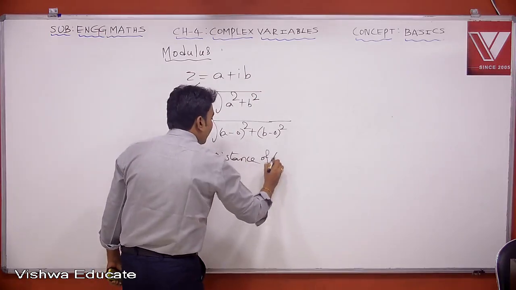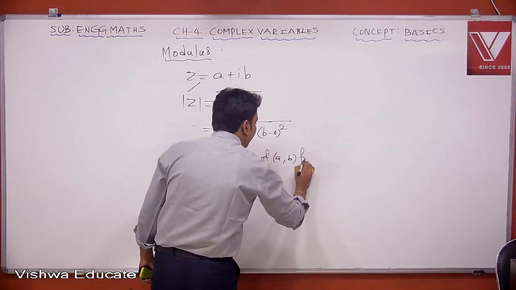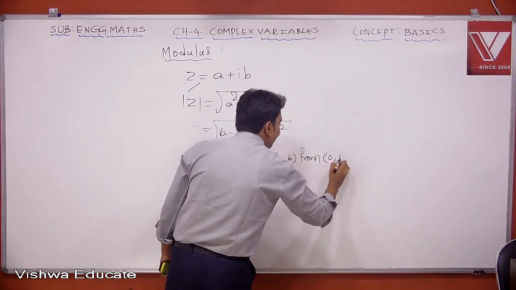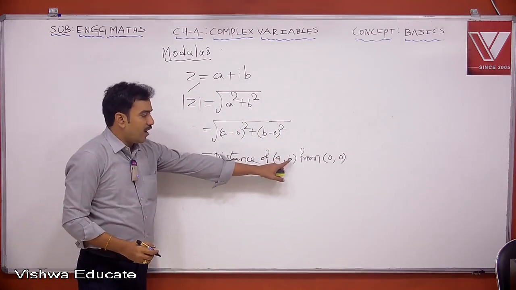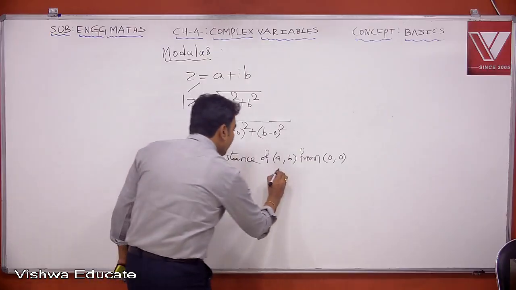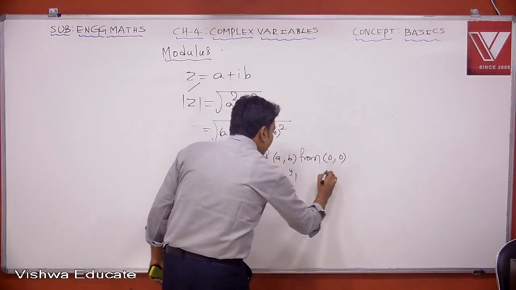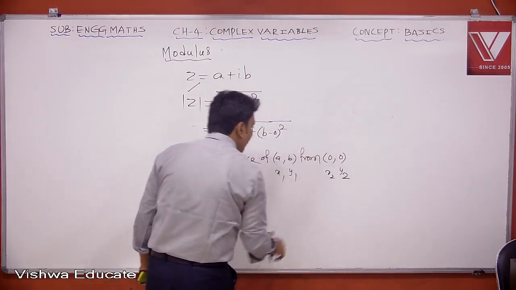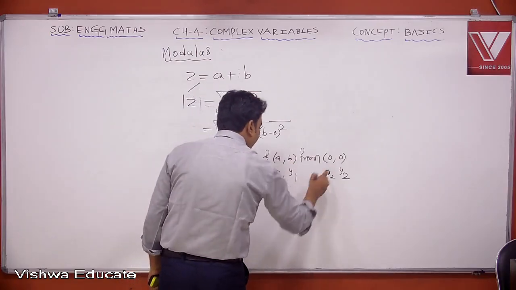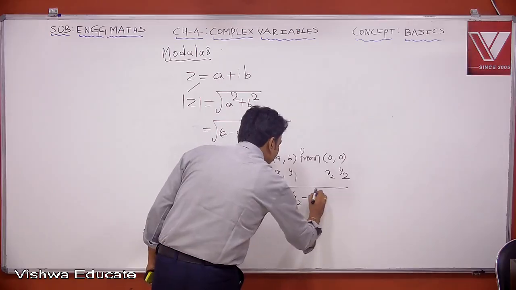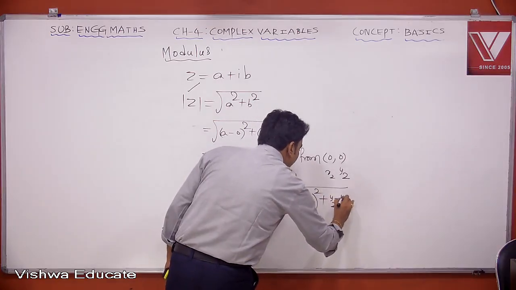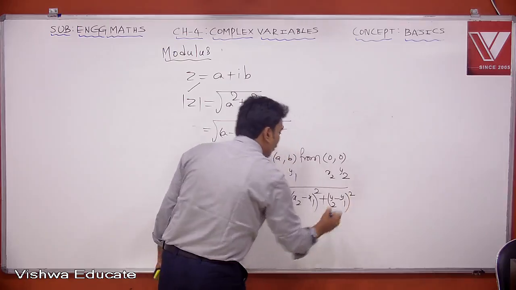Now this is nothing but the distance of the point (a, b) from the origin. For example, if we have the points (x1, y1) and (x2, y2), what is the distance between them? It is given by the expression square root of (x2 minus x1) whole square plus (y2 minus y1) whole square.